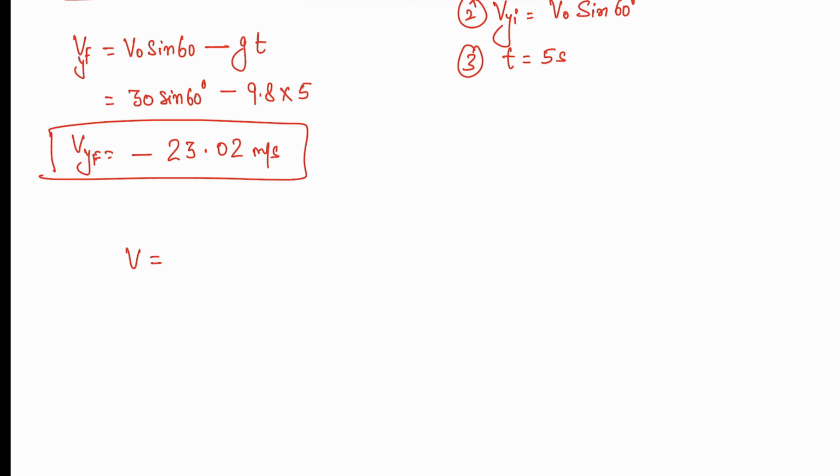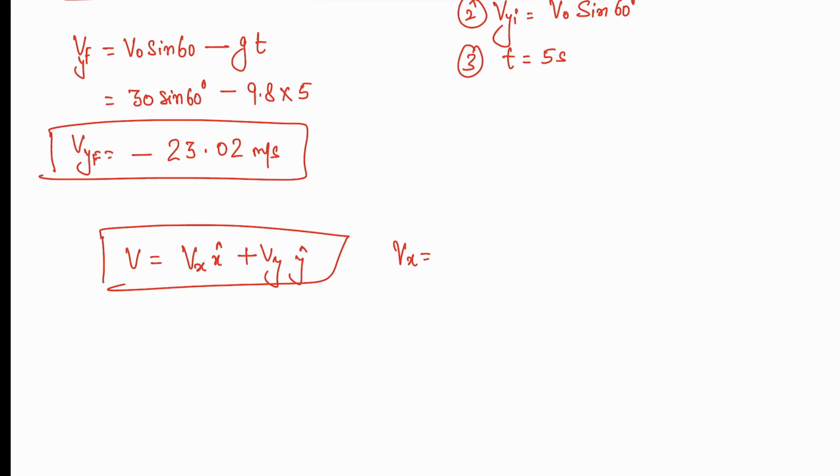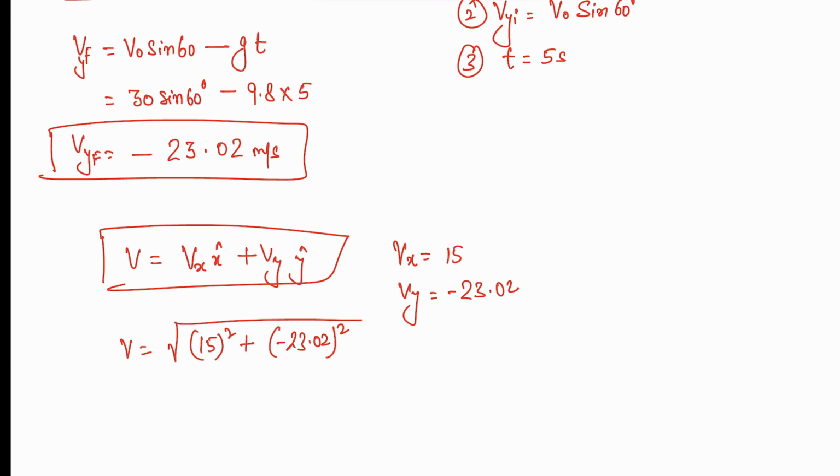So now guys, what are we looking for? We are looking for velocity, Vx x cap plus Vy y cap. So we have Vx. The value of Vx is 15 and Vy is negative 23.02. So V is equal to root of 15 square plus negative 23.02 square. So you will get an approximate value of 27.48 meter per second. Understand?